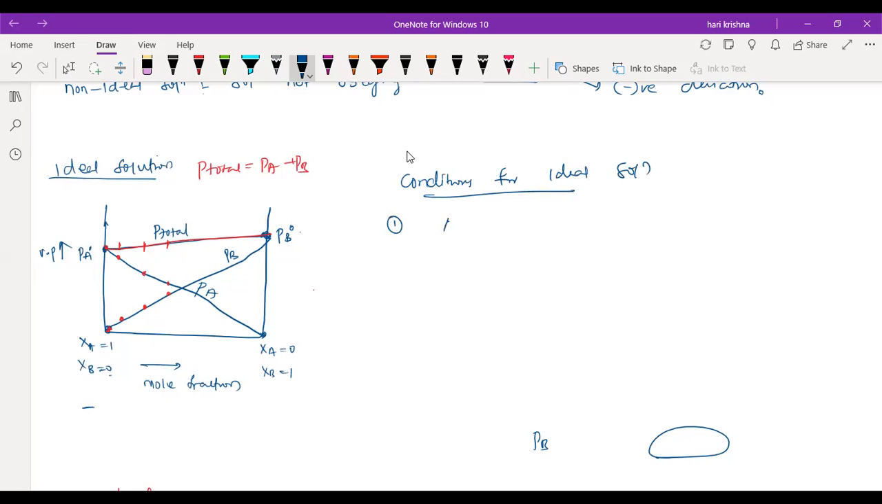First one, delta H should be equal to 0. The change in enthalpy should be equal to 0. The change in volume should be equal to 0. These are the important conditions for the ideal solution. Whenever these values are equal to 0 only, the solution will behave as an ideal solution. The third one, it obeys Raoult's law.